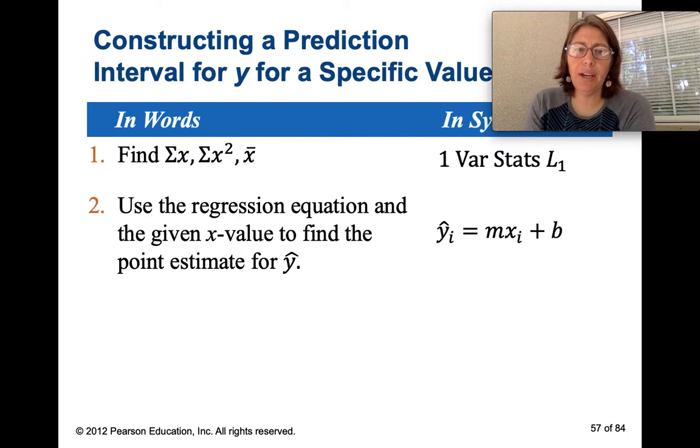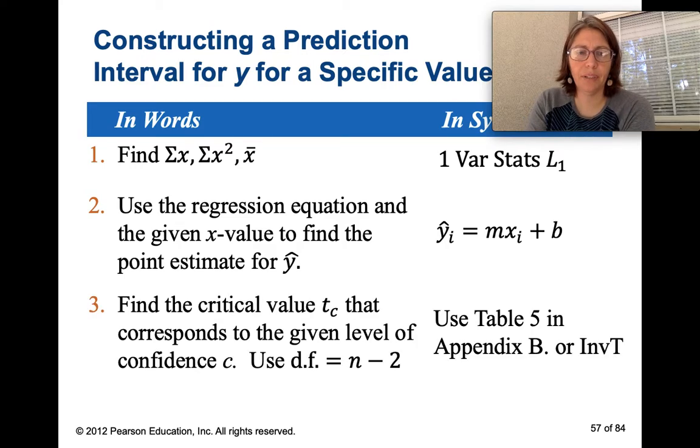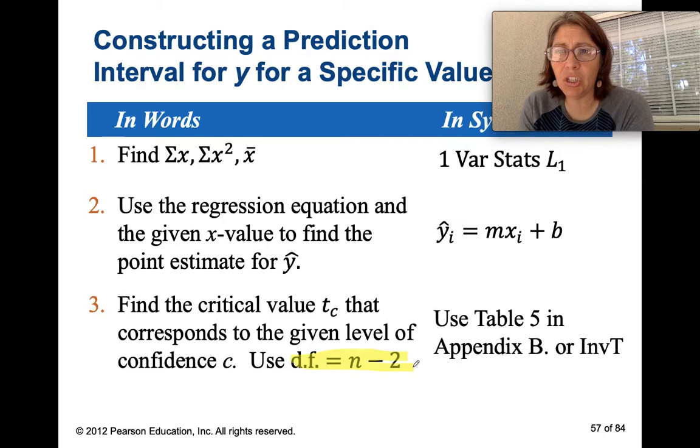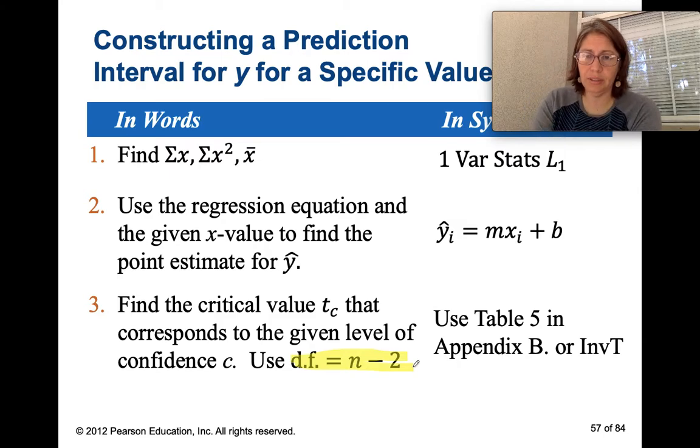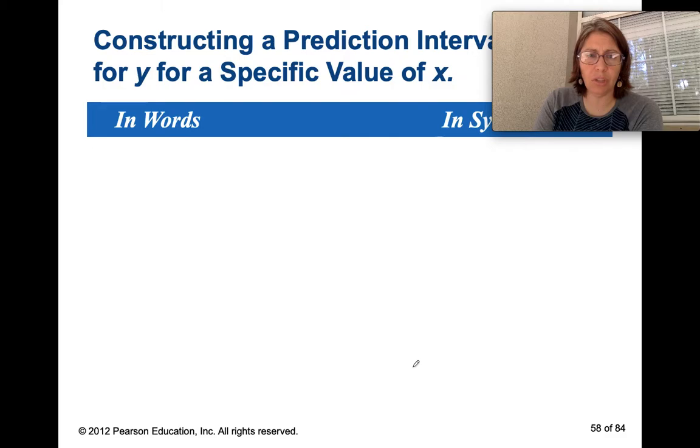Then we're going to create a regression equation so that we can find a point estimate, y hat. We're also going to find a t critical value. We're going to use either inverse t or table 5 in the back of our book. The only difference, ladies and gentlemen, that we have to keep in mind is that our degrees of freedom is n minus 2 this time, not n minus 1. So our degrees of freedom is n minus 2. That's really important. It's not n minus 1, it's n minus 2.